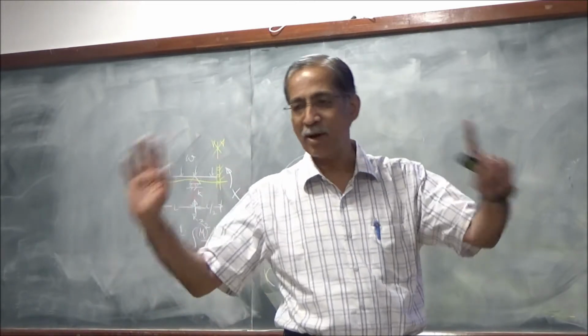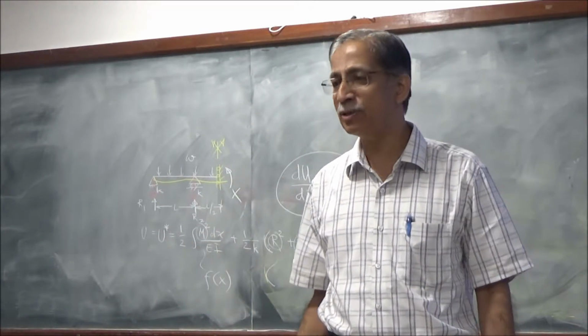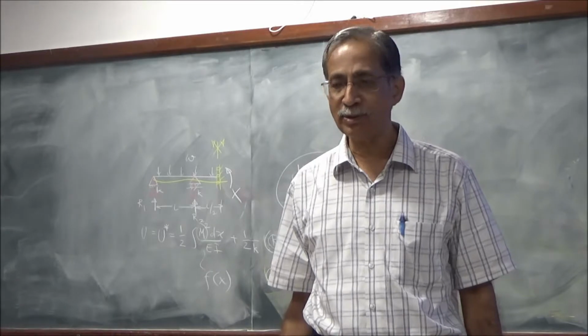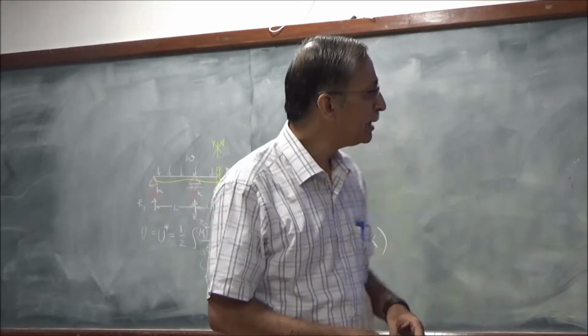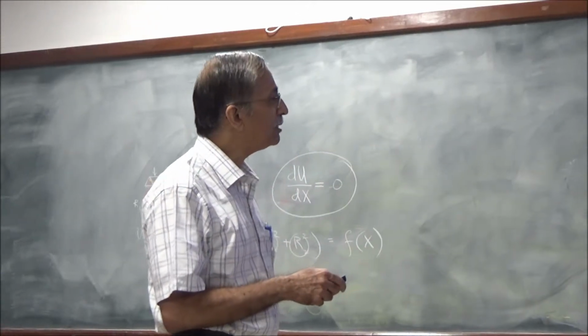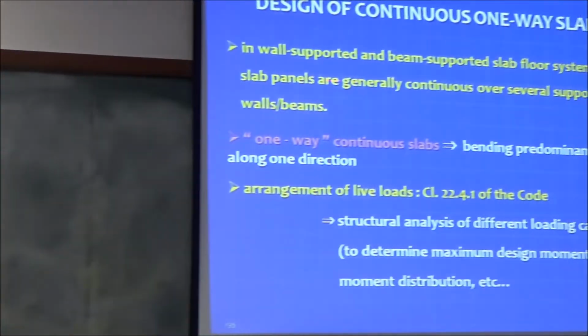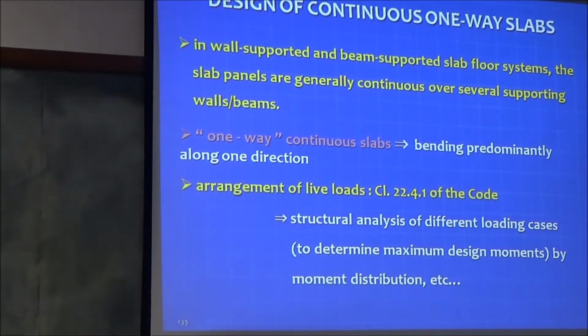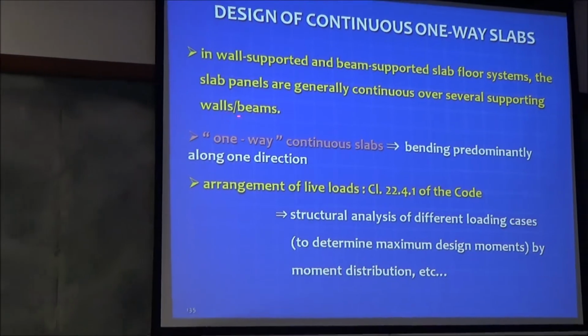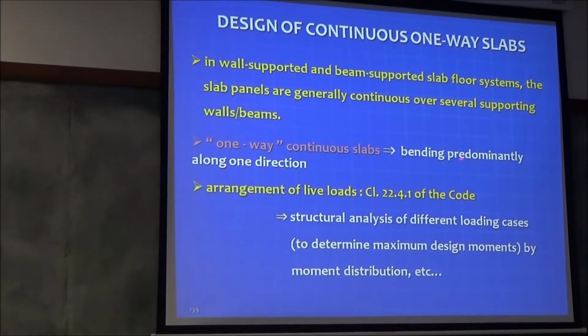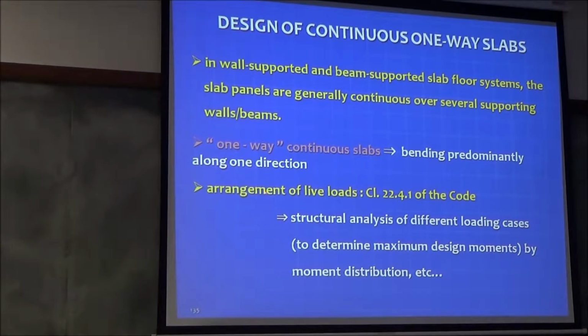Right. So let's say you got the bending moment diagram. So the code makes your job very easy. What does the code do? The code gives you coefficients. So in wall supported and beam supported slab systems, the slab panels are generally continuous over several supporting walls or beams. One-way continuous slabs, the bending is predominantly along one direction. The arrangement of live loads: the code gives you ways of arranging the live load. Alternate spans, you put live load. Two adjacent spans, you put live loads.